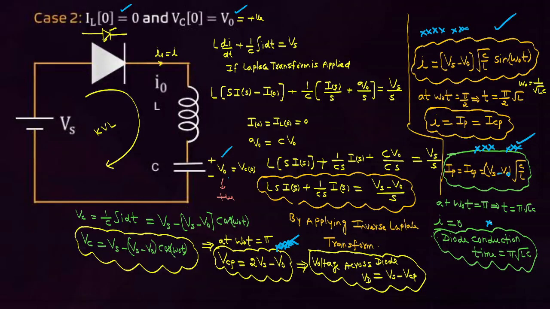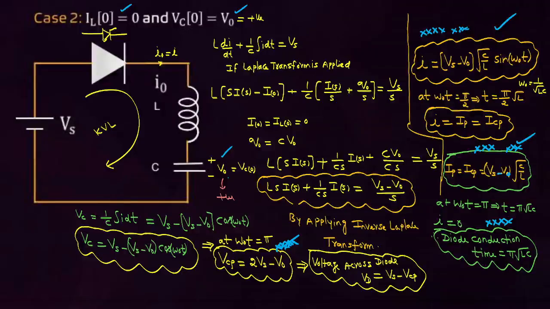But diode conduction time is still pi root LC. Previous case also pi root LC, here also pi root LC. Simply remember one point. If there is no initial current in the inductor, for any case, the diode conduction time is pi root LC only. If the initial current in the inductor is given, then only the diode conduction time will change.